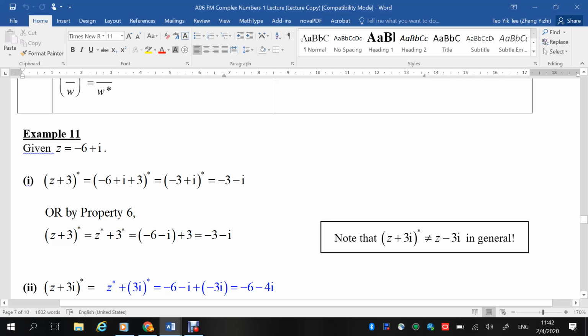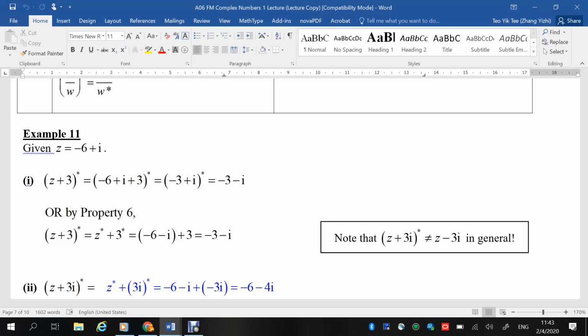Okay, can you look at example 11? Is there anything wrong? Given z equals minus 6 plus i, then part 1, what is happening? Do you understand what's happening? Actually, there's a typo. What are we trying to do here?